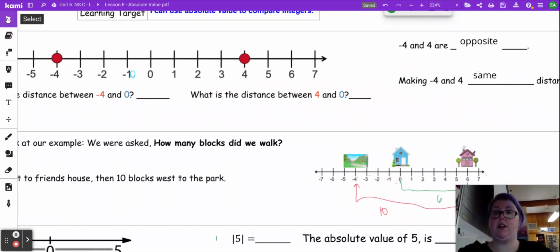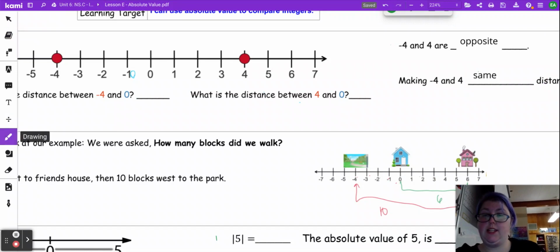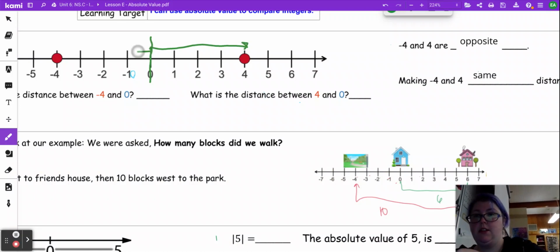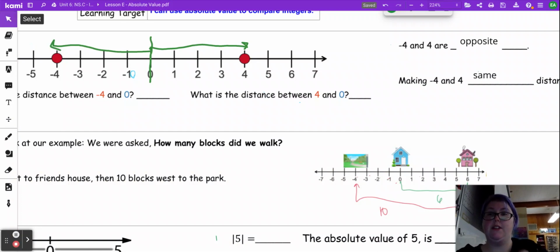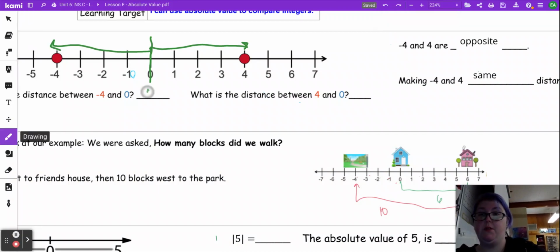So if we look at our number line here, we can see that 0 in the middle is 4 spaces to the right, and -4 is 4 spaces to the left. They are the same distance. They are both 4 spaces from 0.